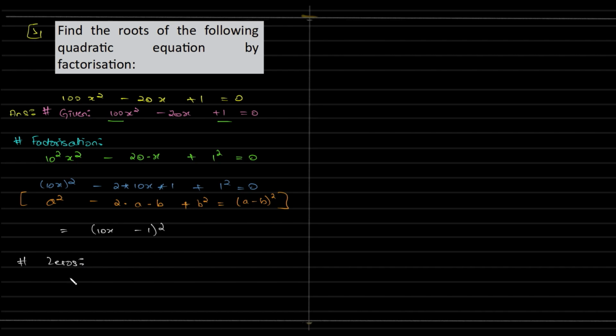So to find the zeros, I'll equate 10x minus 1 to 0. 10x is equal to 1, x is equal to 1 by 10. So finally, you have alpha is equal to 1 by 10, and even beta is 1 by 10. Simple reason being, anything square can be written as that particular expression 2 times being multiplied, right?